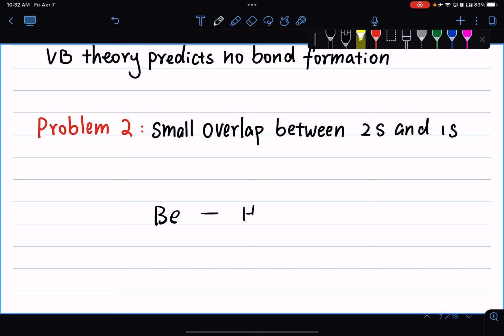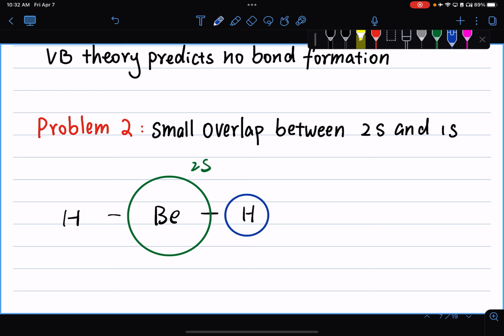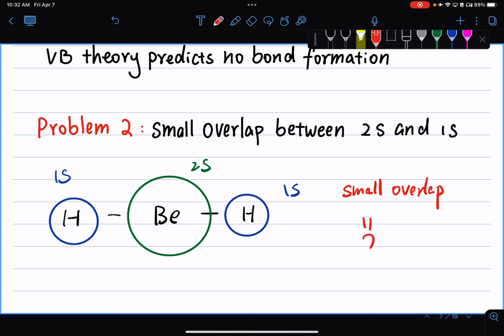So let's write out that linear geometry again. And my beryllium would have a 2s atomic orbital, and it's trying to interact with the 1s of the 2 hydrogen atoms. And apparently there's just only very small overlap. And we're not happy in both ways.